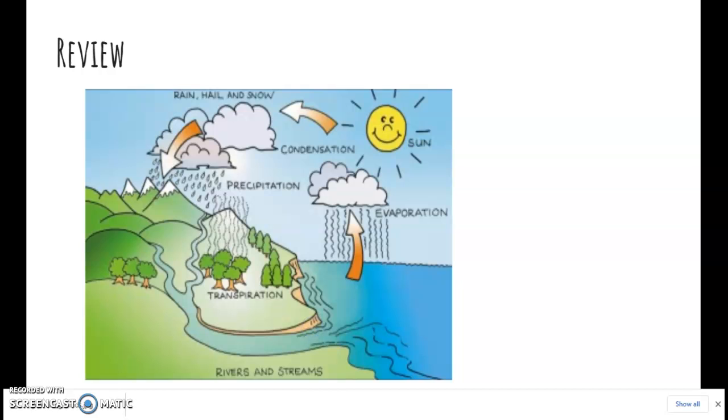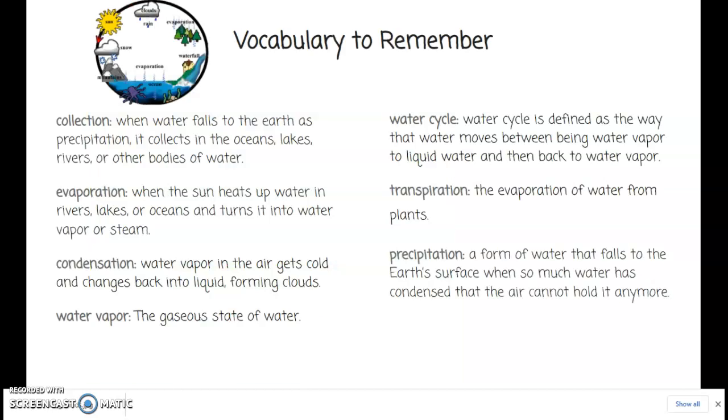There is another picture that shows the cycle. We have the rain, as precipitation. It comes down, it collects in rivers and streams and in the ocean, and then it can evaporate back up into the air, or plants could take it up and they will use it, and then it gets released through transpiration. It then goes up into the air, it condenses when it cools, and then it comes back down as precipitation. So some vocab to remember: collection, evaporation, condensation, water vapor, water cycle, transpiration, and precipitation.